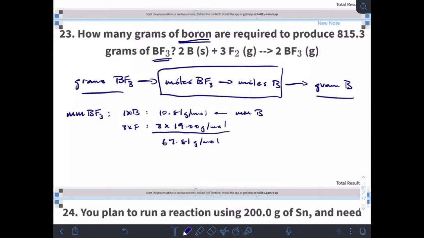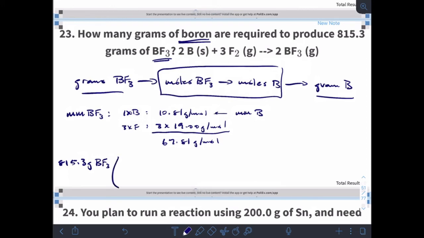Right, so first I have to convert boron trifluoride to moles, then I use a mole ratio, then I convert the boron moles into grams of boron. And I'm going to do this all in one continuous equation. But I want to remind you all that you can still do this one step at a time. You convert to moles, then convert moles of one to the other, then convert to grams, all in 3 completely separate steps. So our given information is 815.3 grams of boron trifluoride.